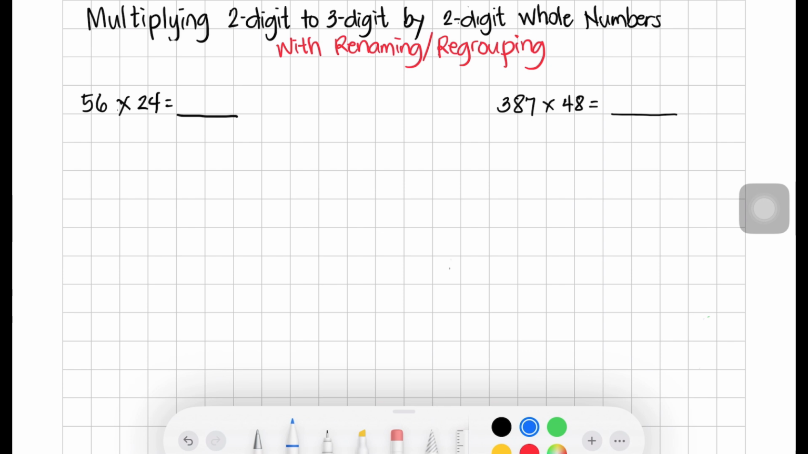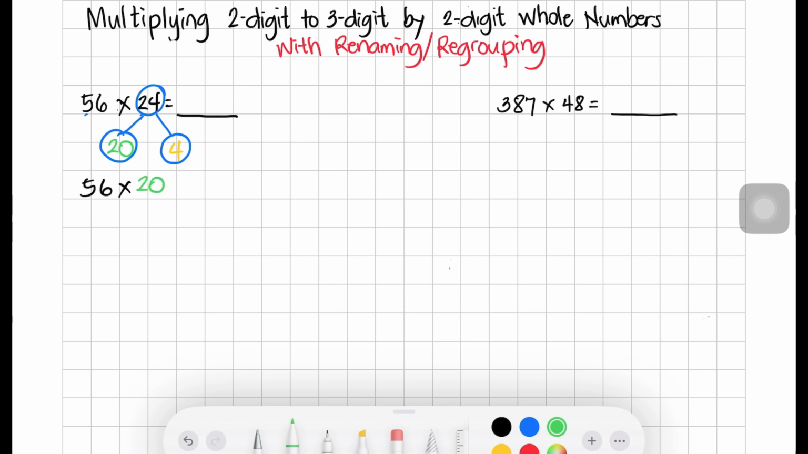When we say number bonds, it is actually splitting one of these numbers, either 56 or 24, into two numbers that when you add could actually still give you 24 or 56. So I will be using 24 for this example. So split into 20 and 4. Afterwards, I will be multiplying 56 with 20 and 56 with 4 to get the partial products and then add the products after. So let's start with 56 times 20 first.